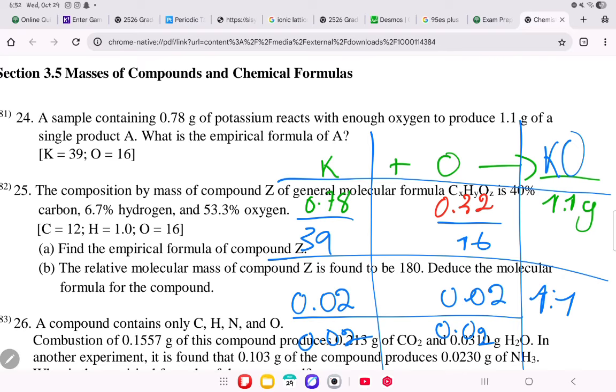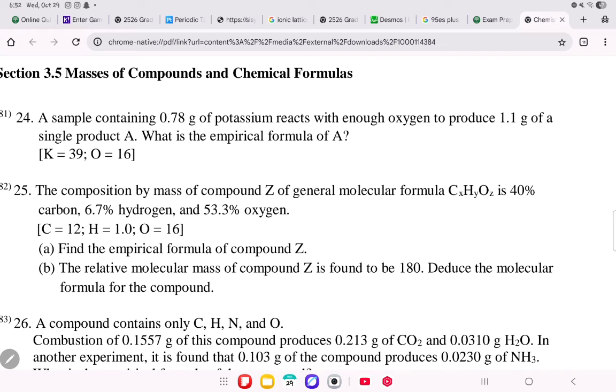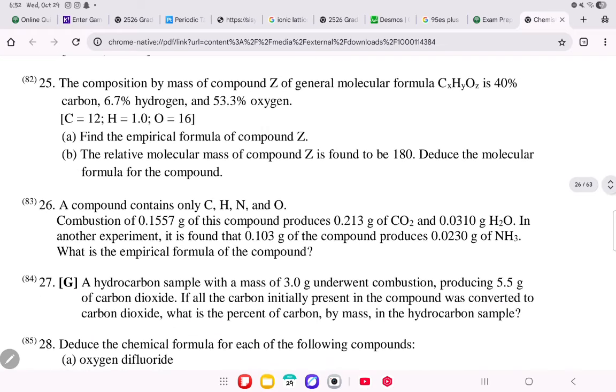Perfect. Question number 25. The composition by mass of compound Z of general molecular formula CxHyOz is 40% carbon, 6.7% hydrogen, and 53.3% oxygen. They want us to find the empirical formula of compound Z. How do we find this? Let us assume that the total mass of the compound is 100.